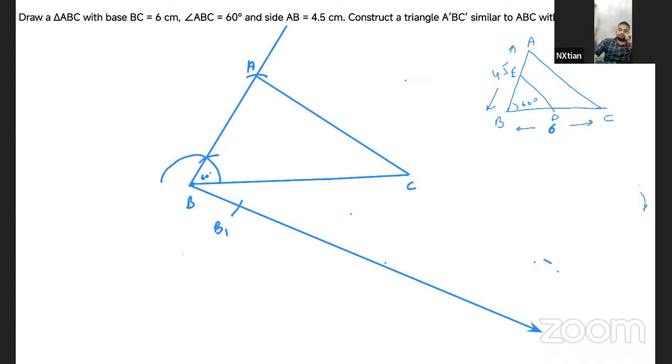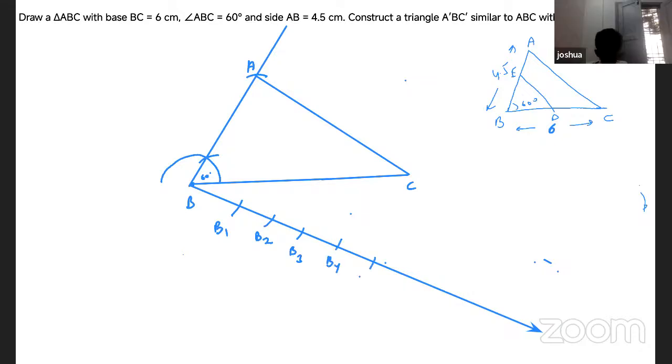Put the tip of the compass on B. Open the compass a little and then cut the arc like this. It becomes B1. Any length. Then put the tip of the compass on B1, and without disturbing the compass, make another arc. It will become B2. Like this, because the denominator is 6, you have to make 6 of them. So draw it like this. This will become B3, this will become B4, B5, and then B6.